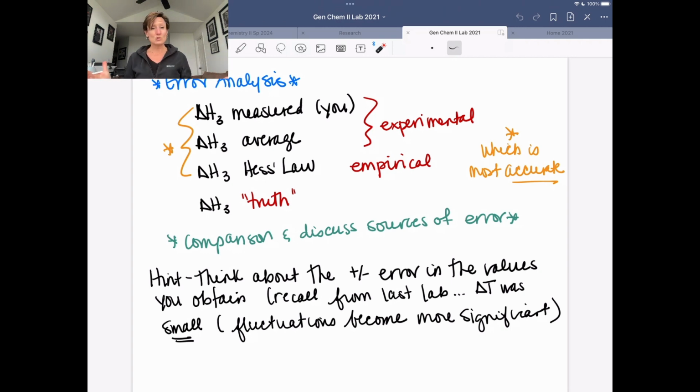Okay? So that's all that we have for this lab. Pretty straightforward lab, both experimentally and computationally, but it will allow us to think about thermochemical reactions and Hess's law.